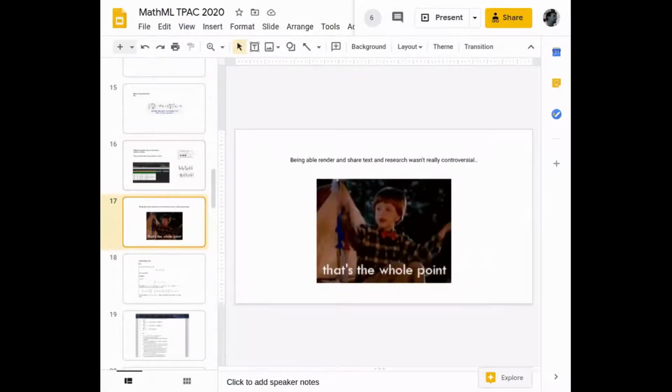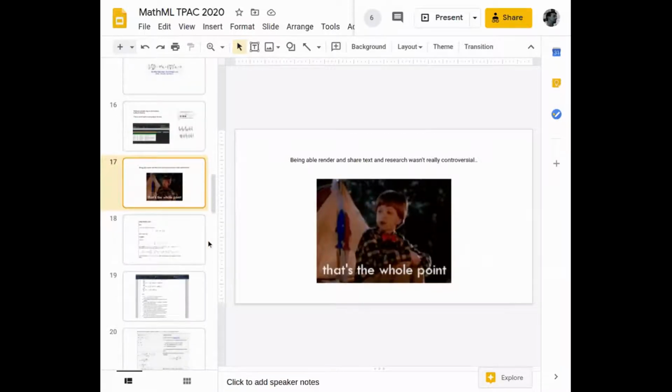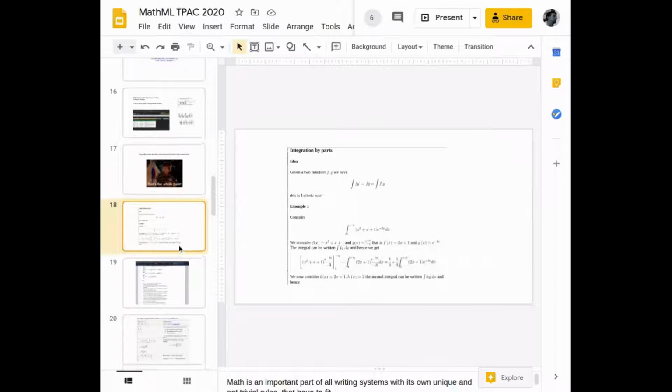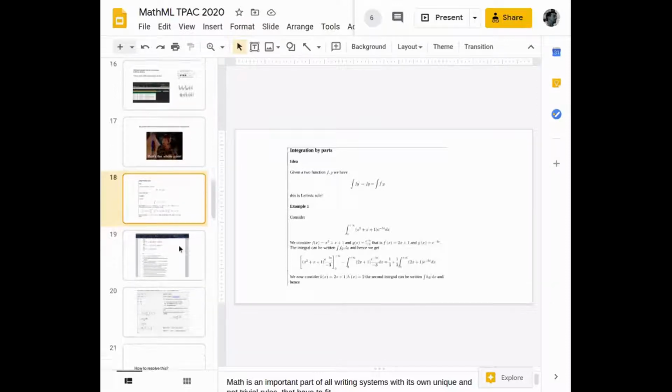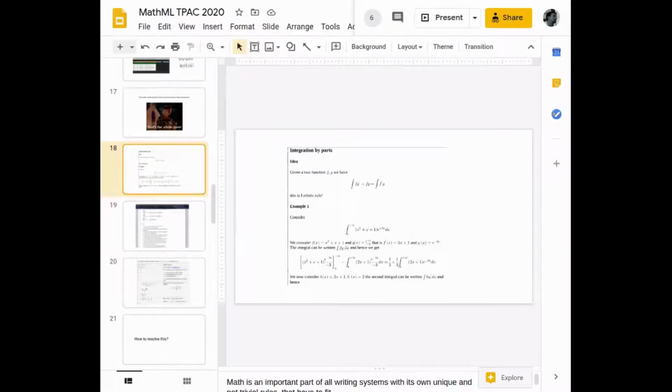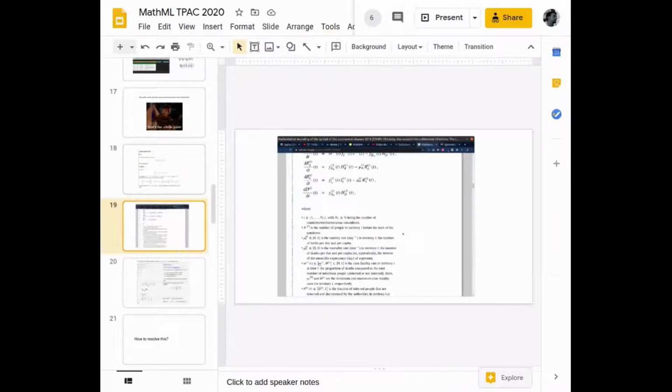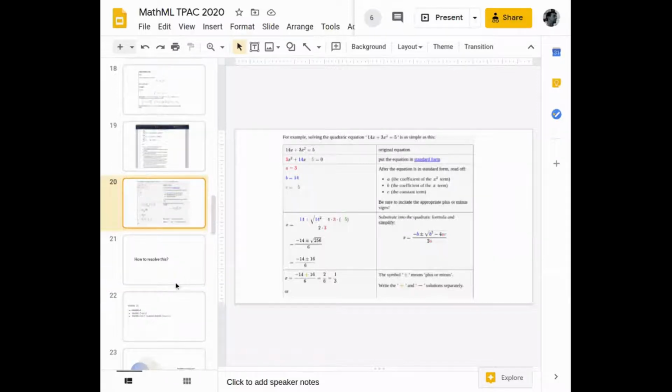Math is text. The ability to render and share research and text is not controversial. It's kind of the point of the web. And math is an important part of every writing system. In fact, our entire society is built on things that rely on us being able to share and understand text and make it accessible. This is especially important if, for example, hypothetically, we were in the middle of a pandemic and wanted to share research about COVID. This is, I think, necessary. Or if our children are being educated from home and they need to learn math, I think you can see why these are societally important issues.